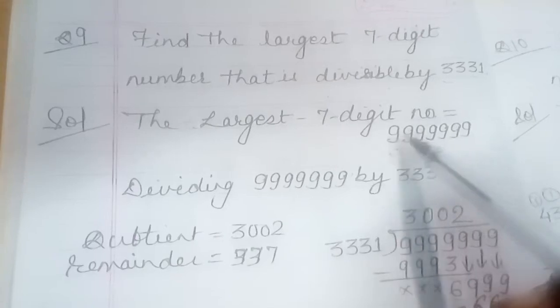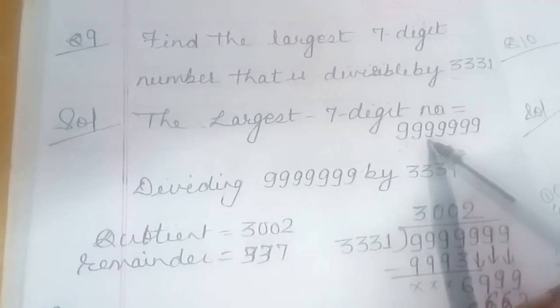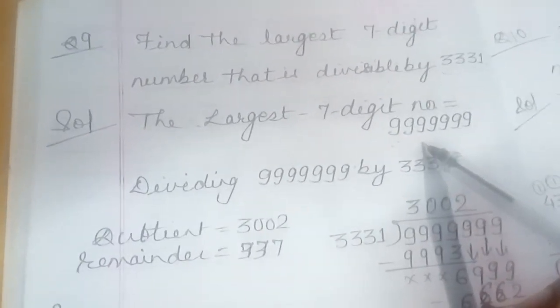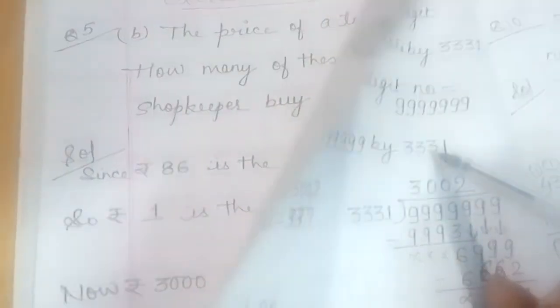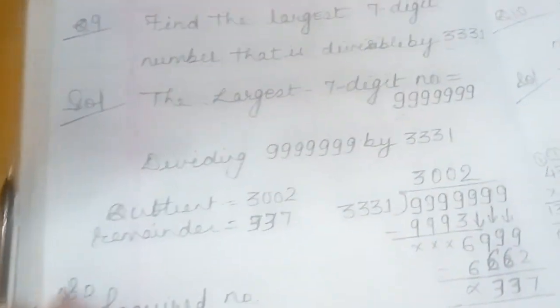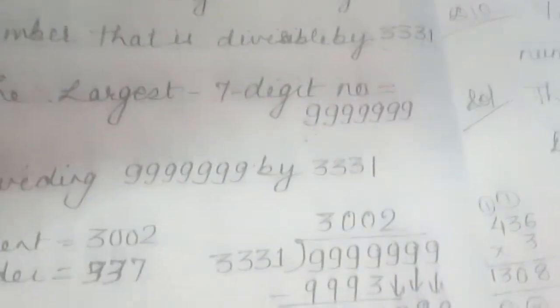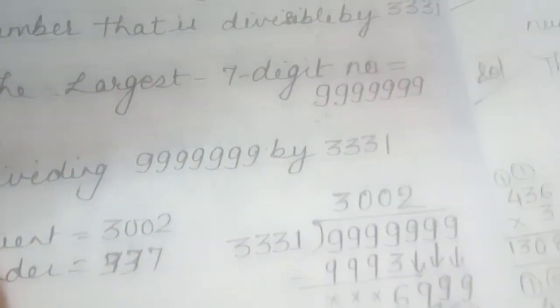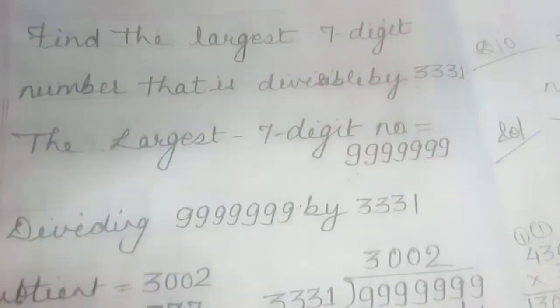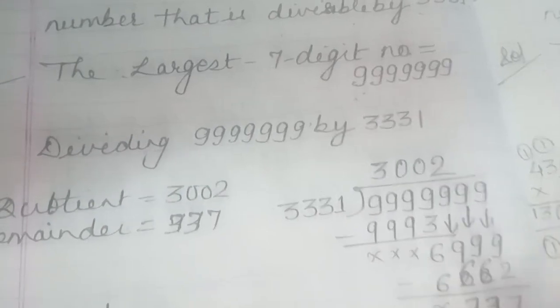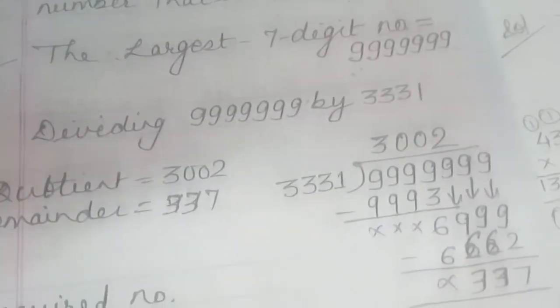So we have to write the largest 7-digit number which is divisible by 3,331. First of all, I have written the largest 7-digit number, which we know. Now we will check whether this number is divisible by 3,331 or not. If we are getting a remainder, it means that the number is not divisible by this. So we have to find out which number will be divisible by 3,331, and that should be a 7-digit number.